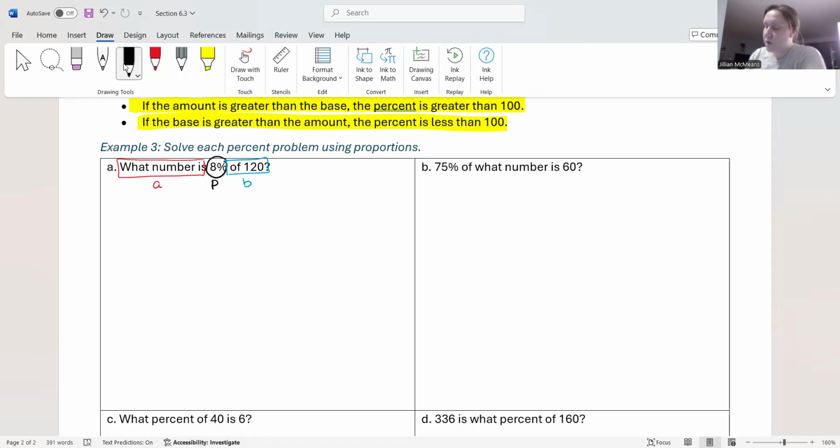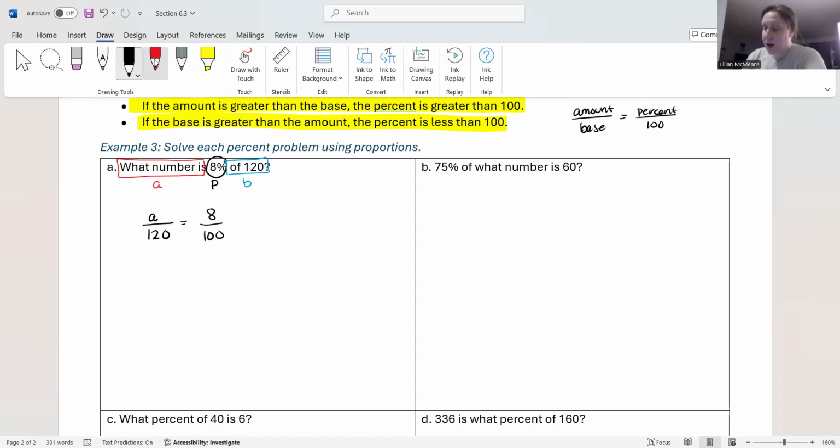Okay? So when we fill in the percent proportion, remember it's the amount over the base equals whatever the percent number is over 100. So we're going to take the amount, we don't know what it is, so we're just going to call it A. You can use a different variable if you would prefer. So A over the base, which is 120, equals the percent, which is just 8. We don't have to do anything to it, just knock off the percent symbol, and then we put that over 100. So we've essentially converted our percent into a ratio using that 100 as the denominator.